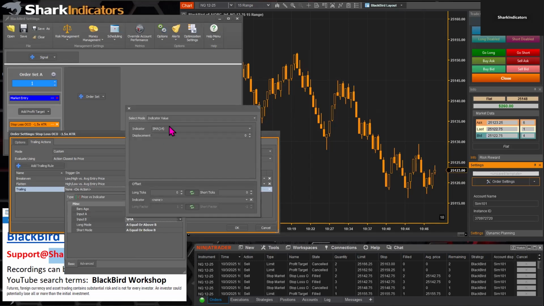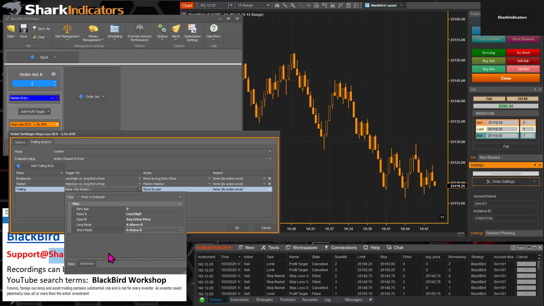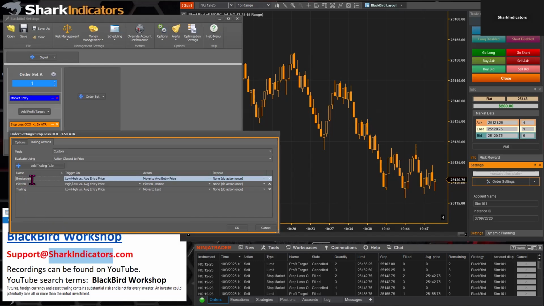Input B, set that to price, and then pull in the average entry price. All right, and then let's take out the equals, like there. So there we go. I just rebuilt the price versus indicator condition again. I rebuilt it exactly the same as I did for the break-even rule here.